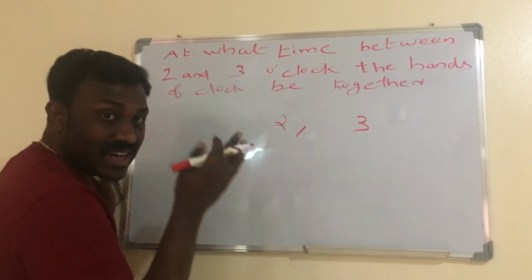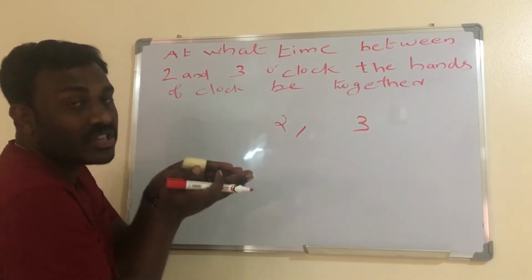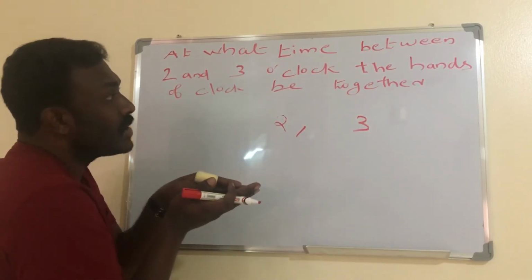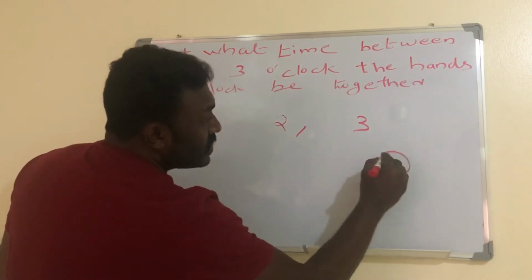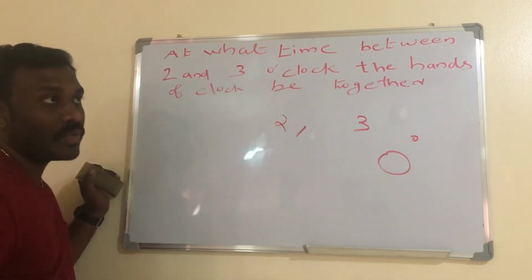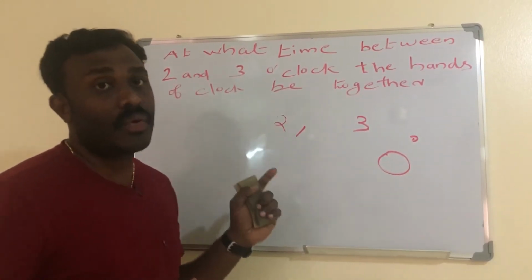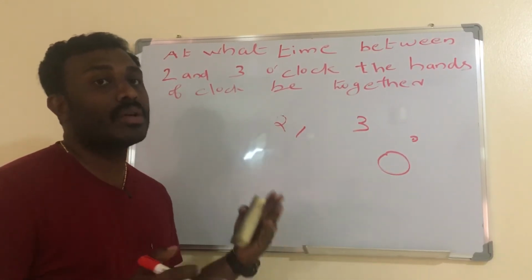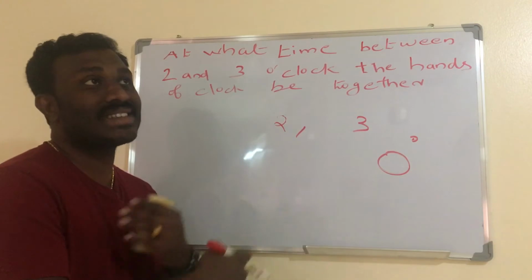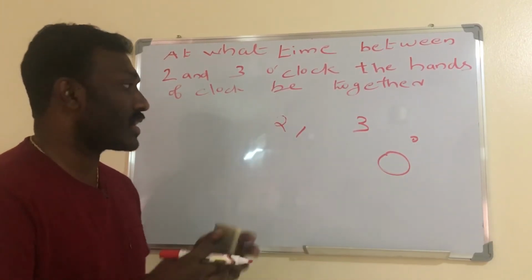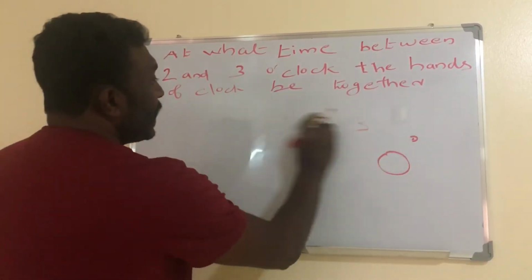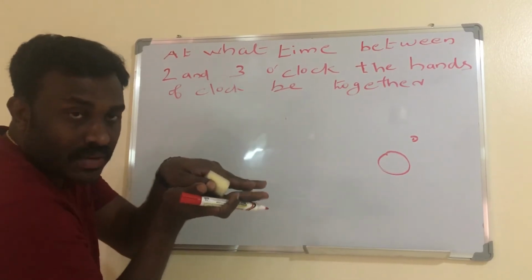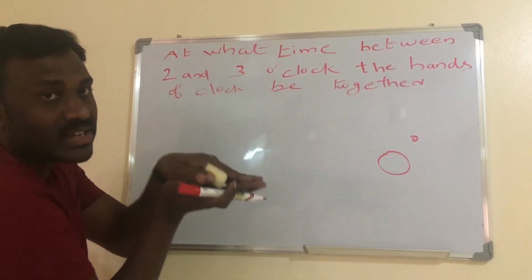When both the hands are together or coincide, the angle will be 0 degree. You will understand this concept only if you have some idea about it, or you can watch my previous video, so you will get an idea what is angle, coincide, etc. So here, when both hands are together, that means 0 degree.